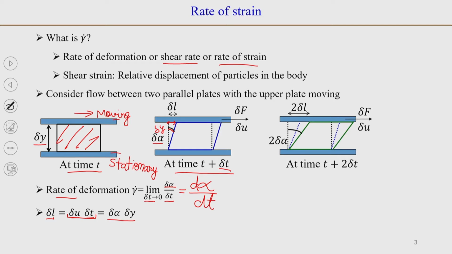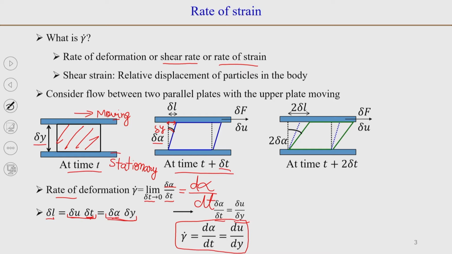So, we have two relationships: delta L is equal to delta u into delta t, and it is also equal to delta alpha into delta y. By rearranging, we get that delta alpha by delta t is equal to delta u by delta y. We can substitute delta alpha by delta t with delta u by delta y, and then we can take the limit. So, what we get is the rate of deformation, delta alpha over delta t, is du by dy.